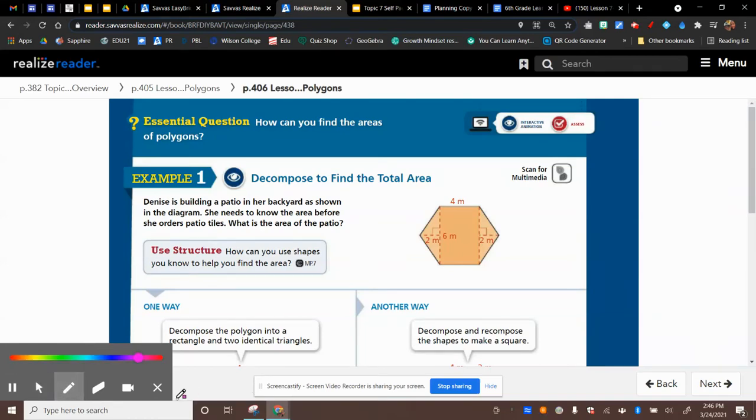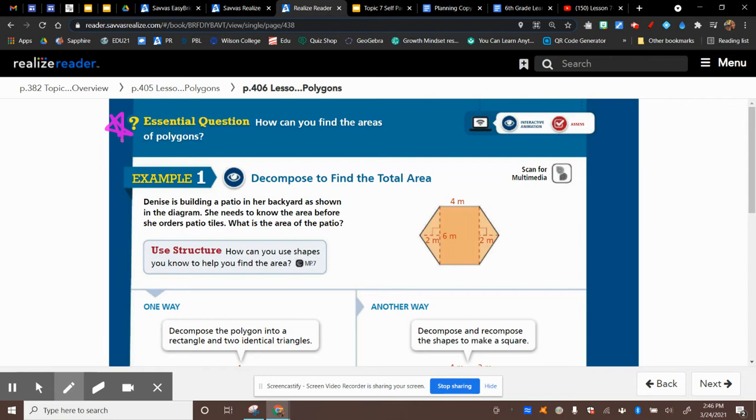Hi, so I am going to take you through the 7-4 examples and try-its to start introducing you to topic 7-4, which is find the area of polygons. So our essential question is, how can we find the areas of polygons? And these polygons are not going to be ones that we can just use a formula for. We're going to have to put what we've learned together.